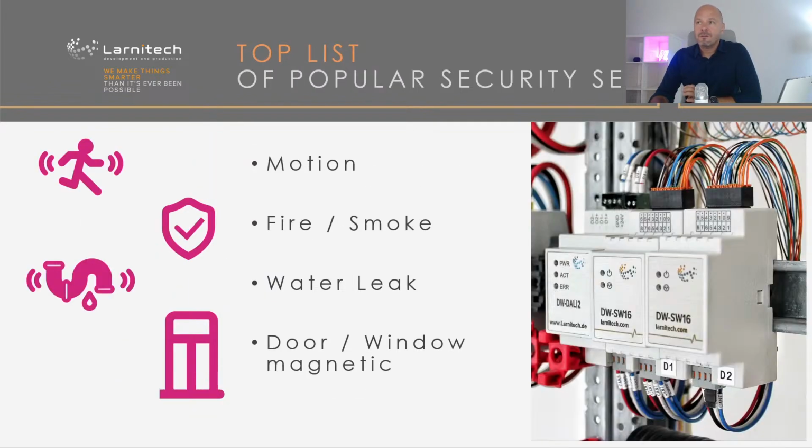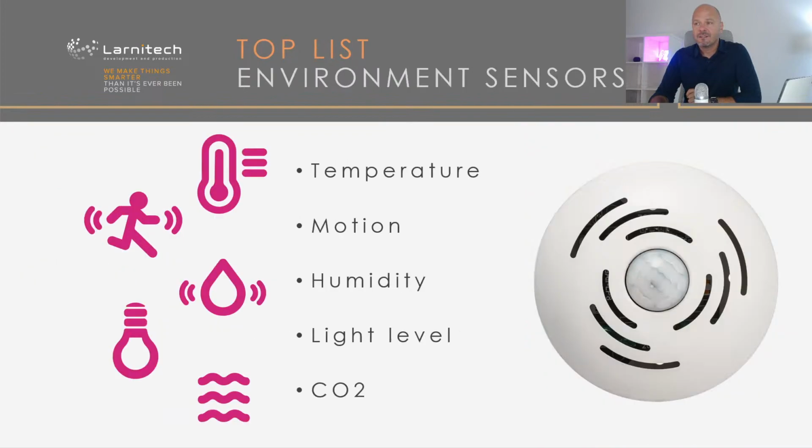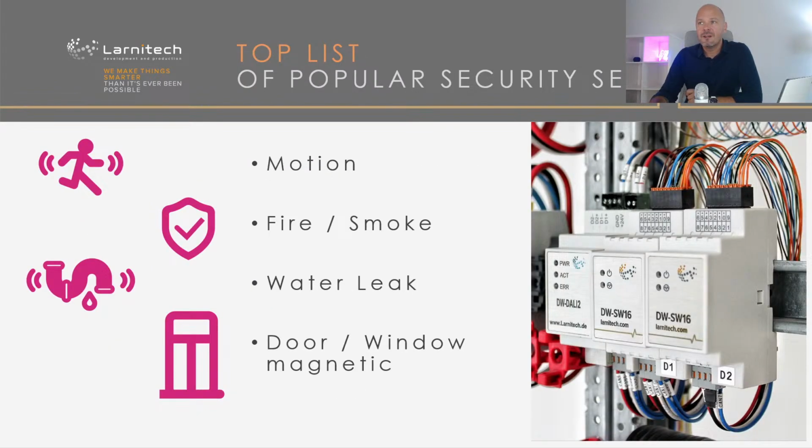And then there are popular sensors for security only. And for environmental sensors, we can use our own. We can use our own 5-in-1, 6-in-1 sensor, 3-in-1 ceiling sensor, wall sensors, and so on. We have all of them in our catalog. As for security sensors, we have some of them. We have, for example, motion, water leak, but others we need to connect to our inputs.